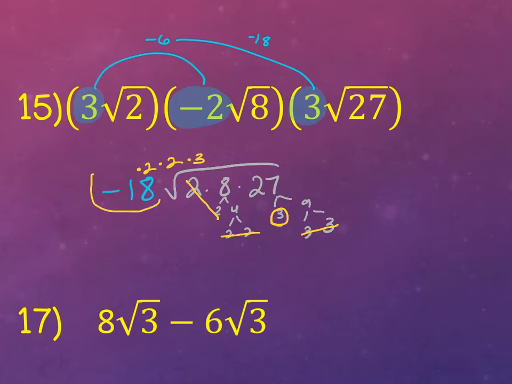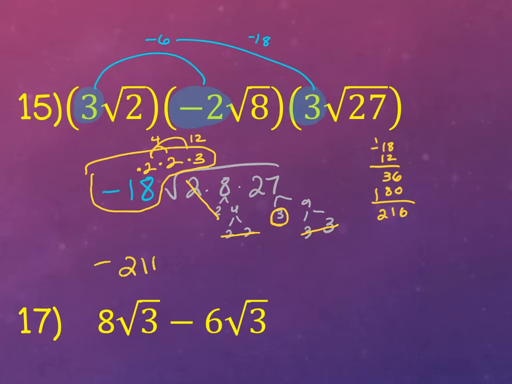So I'm going to multiply all this together. This would be 4 times 3. That's 12. Negative 18 times 12 is 216. So negative 216 square root 3 is my most simplified answer.